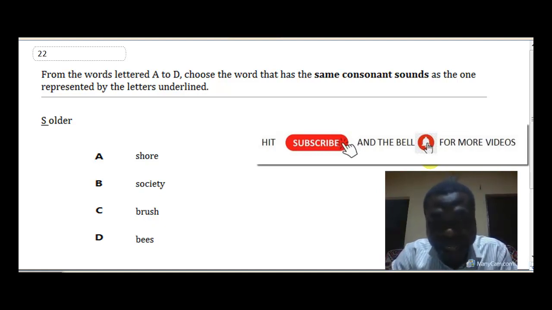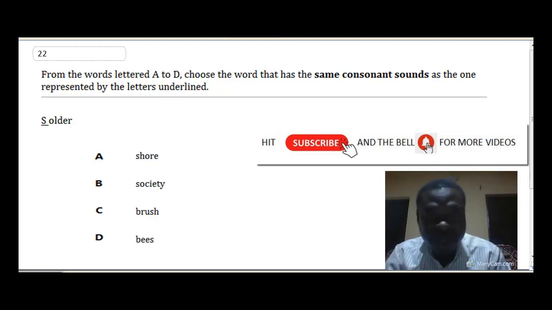when a word ends with a voiced sound before letter S is added to it, that letter S will be pronounced as Z and not S. And you know that the last sound in bee is the long E, a vowel sound. And all vowel sounds are voiced sounds. And therefore, the S in bees is not S, but Z. Therefore, it is not the answer. The only one that has S in it is society. Option B.